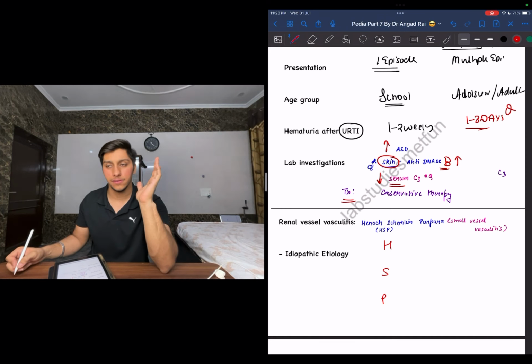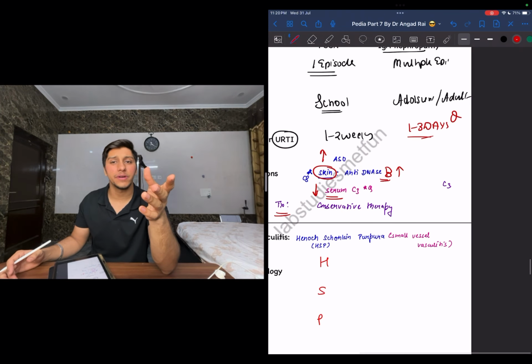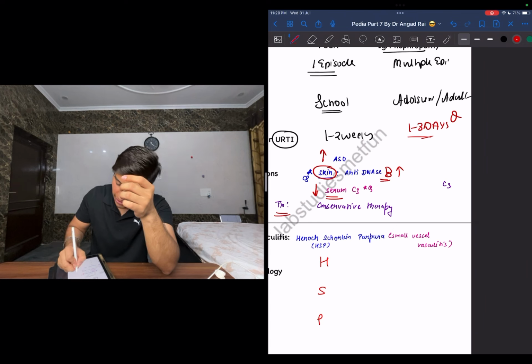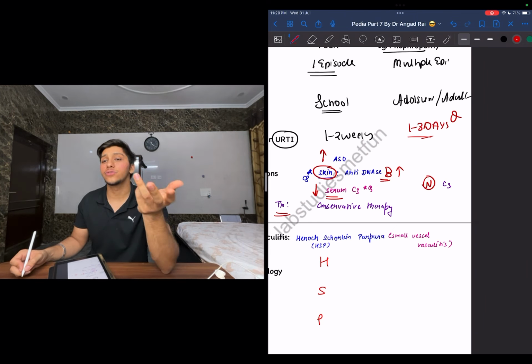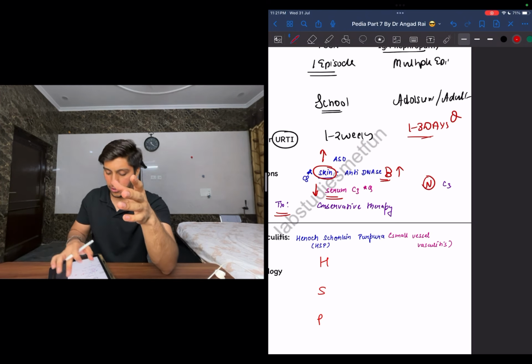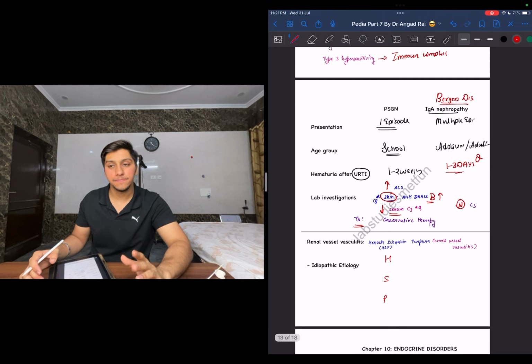Symptomatic management. Okay? Remember, guys, is Berger's a type 3 or complement reaction? No. So that is why C3 levels are going to be normal. There is no relation to ASO levels in this, and there is no relation to anti-DNase B in this. So that is how you distinguish PSGN and Berger's disease, guys.